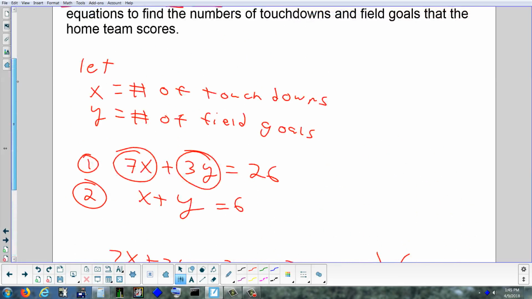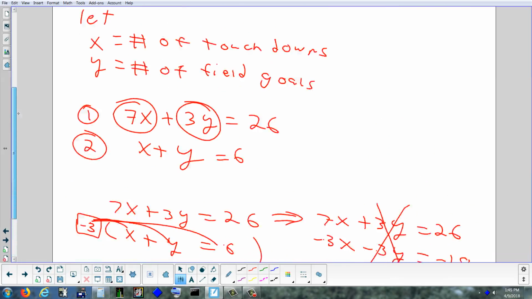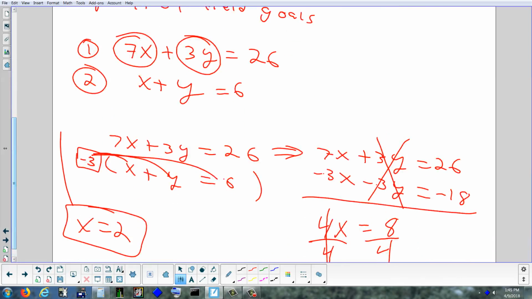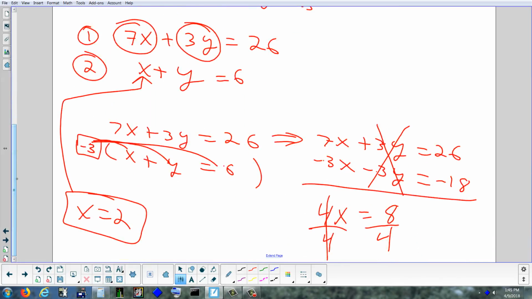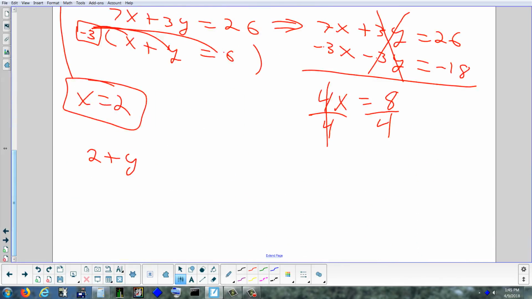And now how do we get y? The bottom equation is simple, but you can also substitute. We're going to substitute 2 in for x. So 2 plus y equals 6. Subtract 2 from both sides and you get 4. Or you could just know it's 4. That works too.